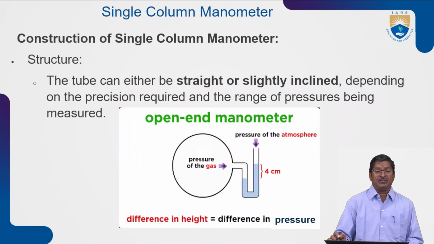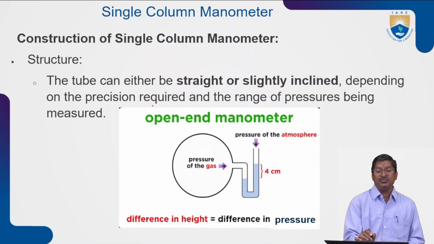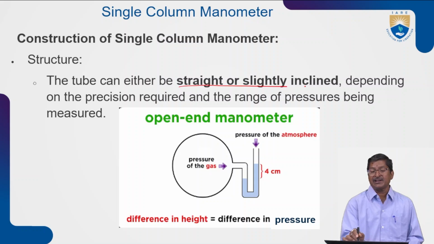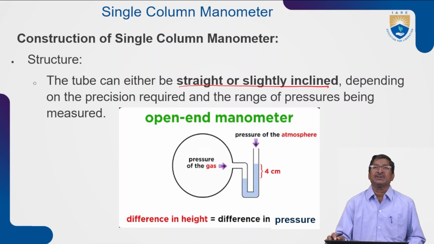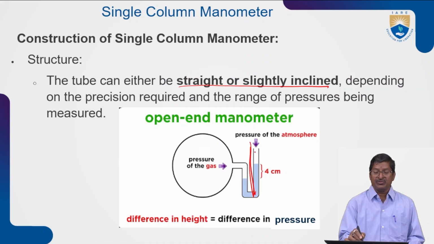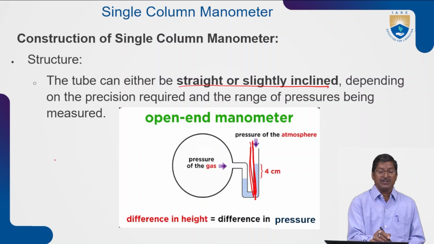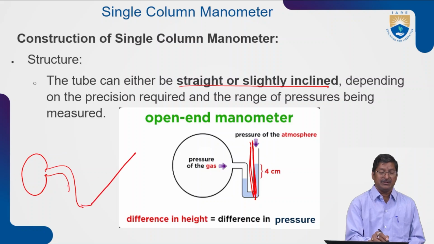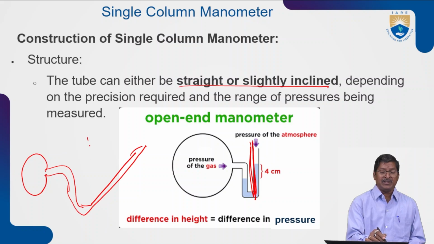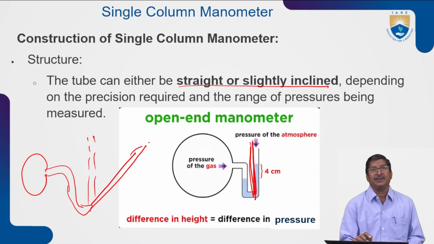See, construction of single column structure. So here the tube either can be straight or slightly inclined. So it need not be straight always. Vertical means here also inclined. So here in this figure you can observe this is vertical. This U-tube is in a vertical condition. Sometimes it can also be inclined. Okay. So it becomes like this, and slightly it can be like this. Okay. So it can be vertical like this or it can be inclined also.